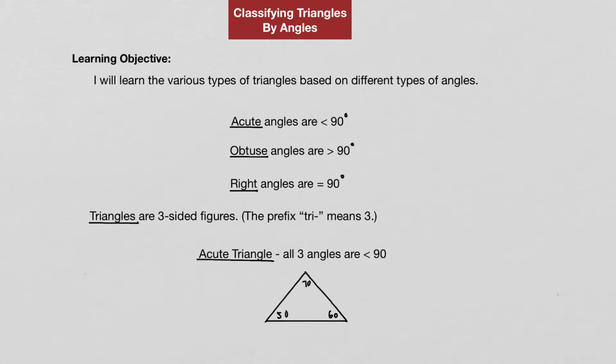Okay, so here's an example of an acute triangle. So we've got three sides here, and all three angles are less than 90 degrees. We have 70 degrees here, 50 degrees here, 60 degrees there. Okay, and then the next triangle is called an obtuse triangle, and let's go ahead and define that. An obtuse triangle is a triangle where one of the angles is greater than 90 degrees.